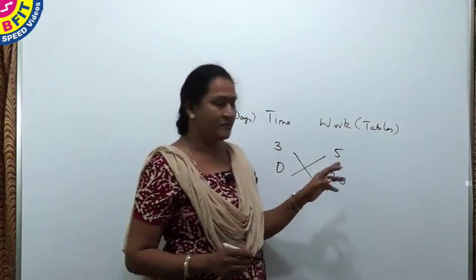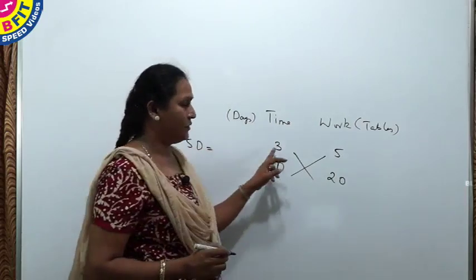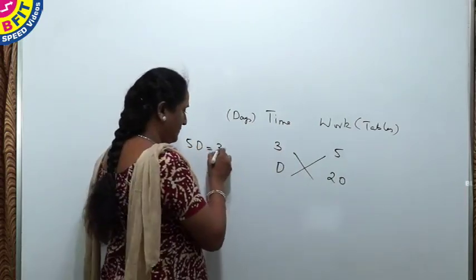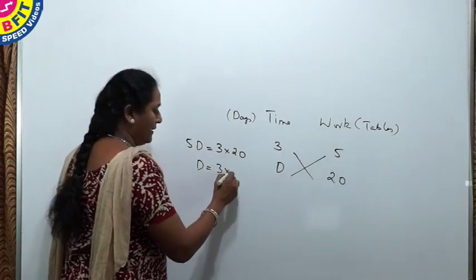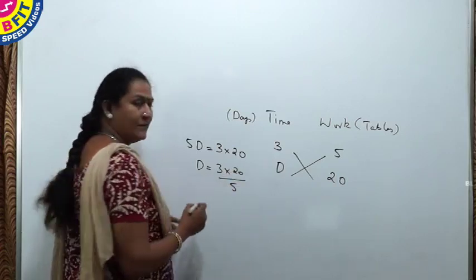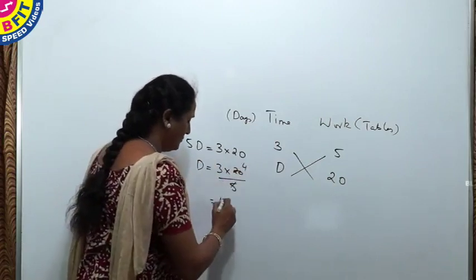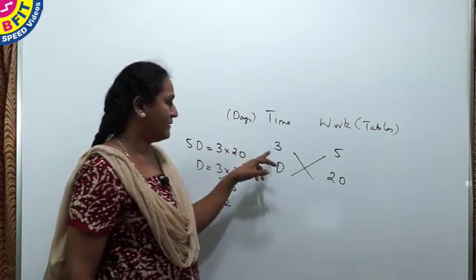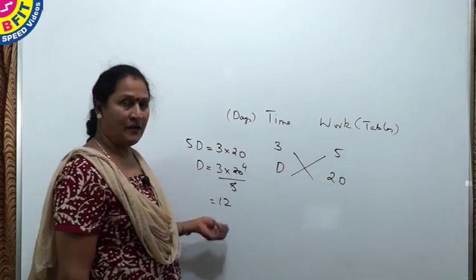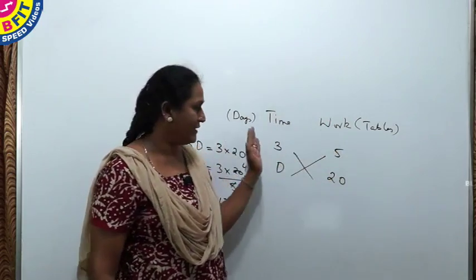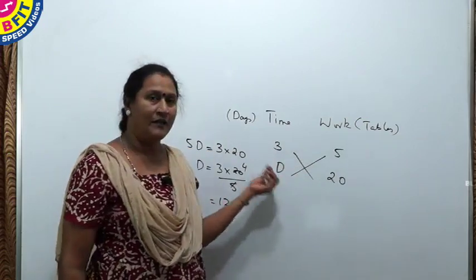By equating, 5 into D will be equal to 3 into 20. Now the number of days is found by dividing it by 5, which is equal to 12. So if this person can make 5 tables in 3 days, to make 20 tables he needs 12 days. This time and work vary directly. We have cross multiplied, equated, and found the time taken.